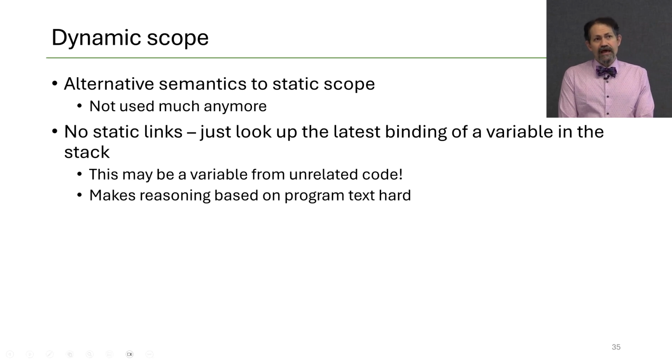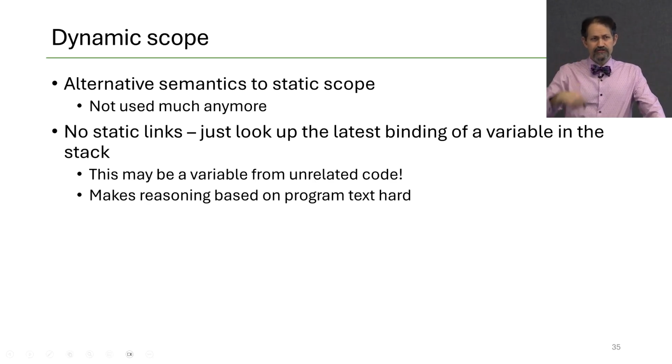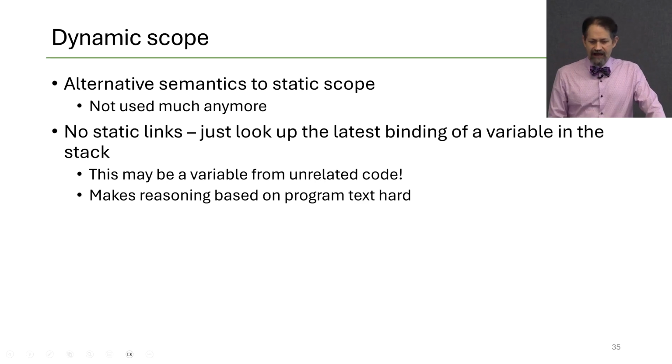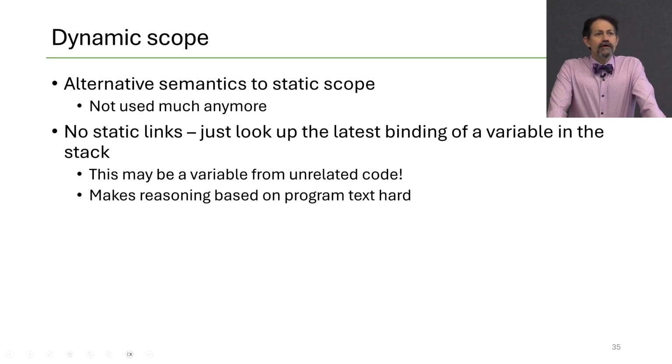In dynamic scope, you don't have static links. You just look up the latest binding of a variable in the stack using links from one frame to the next. So this would be the next frame pointer. Each frame has a next frame pointer that refers to it. So we can just go down one frame at a time in the stack using these calling frame pointers. Unfortunately, when we find a variable, it might be a variable from completely unrelated code. And this can make reasoning based on the program text hard.